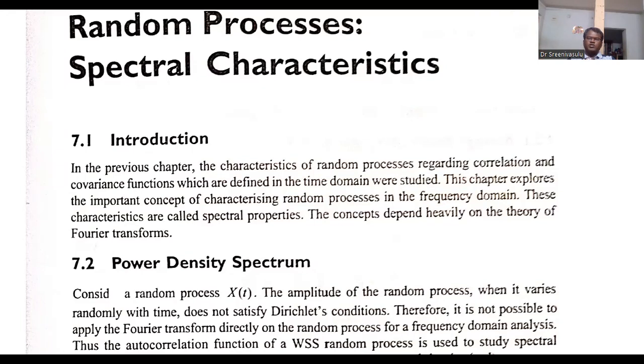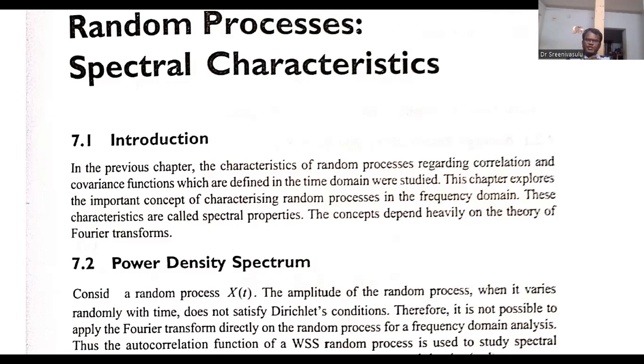Any random process is said to be wide-sense stationary if it satisfies two main conditions. One is that if we calculate the expected value of the random process x of t, it must be some constant. And if we calculate the autocorrelation function of that random process, the autocorrelation function is independent of time. So we can say that it is wide-sense stationary. Wide-sense stationary means it maintains the stationary characteristics.